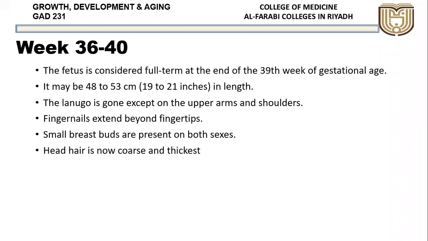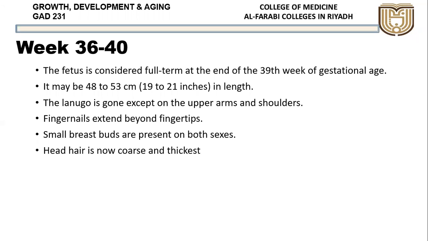Now by 36 to 40 weeks, it is well developed, and there are chances of delivering at any time. The fetus is considered full term at the end of the 39th week of gestation. The 39th to 40th week is the normal completion of the gestational period, but it can go up to 41 or 42 weeks sometimes. Normally after 39 to 40 weeks, we say the fetus has completed its development. That is called the gestational age.